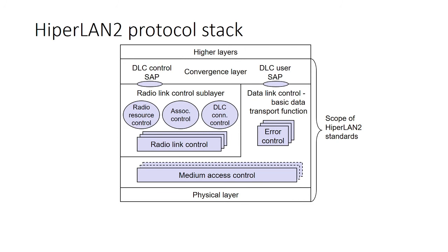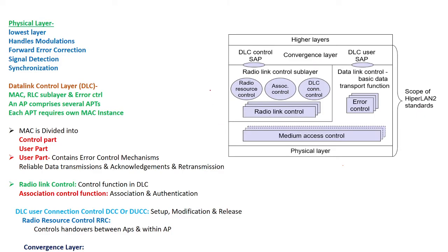So next is the HiperLAN/2 protocol stack. Here you have the lowermost layer, which is the physical layer, then the medium access control layer, the radio link layer, error control, and higher layers. The physical layer is important to establish communication. It is the lowermost layer, which handles modulation, forward error correction, signal detection and synchronization. All these things are performed in the physical layer.